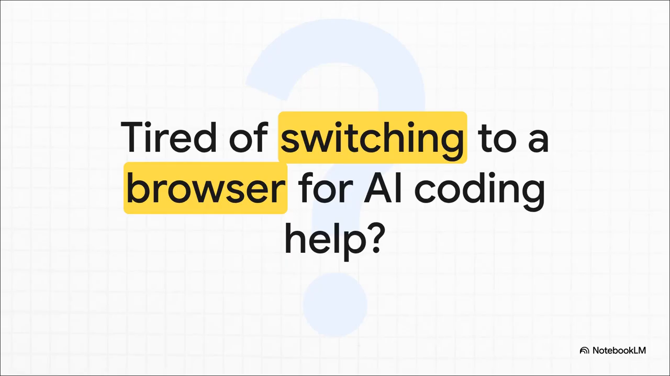So let me just ask you this, and be honest. As a developer, how many times a day do you just totally break your flow? You're deep in your editor, you hit a snag, and bam, you're alt-tabbing over to a browser, pasting code into some web UI just to get a little help from an AI. It's a constant context switch, right? And it is a total productivity killer.